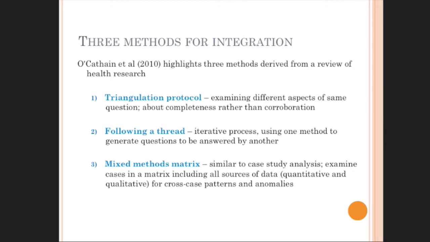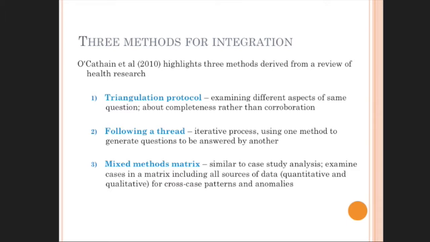Okay, so the Euclidean methods for integration, as you will have seen in the paper, the first one they talk about is triangulation protocol, and this is the aspect of triangulation which is about complementarity. It's about creating a more complete view of a question, rather than corroborating one method with another.